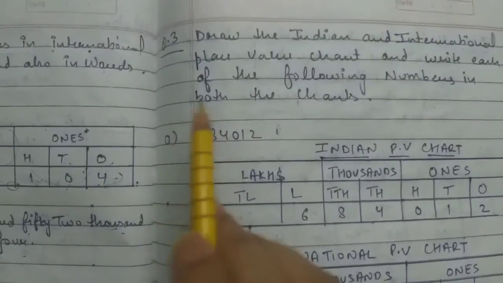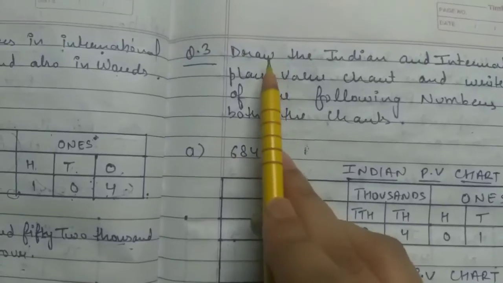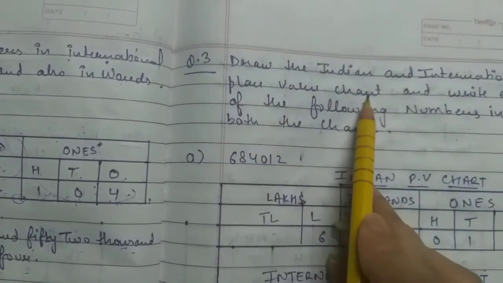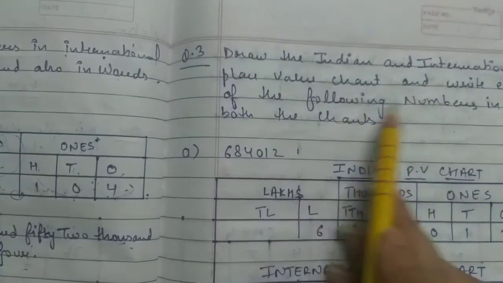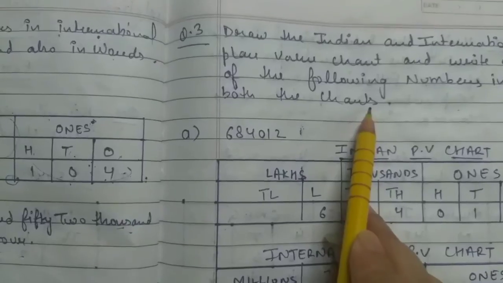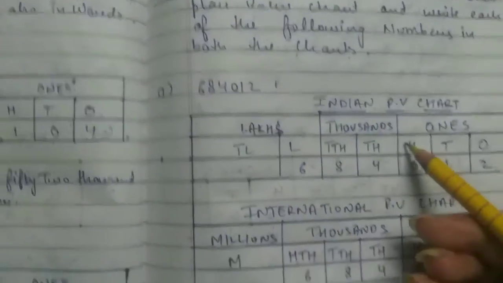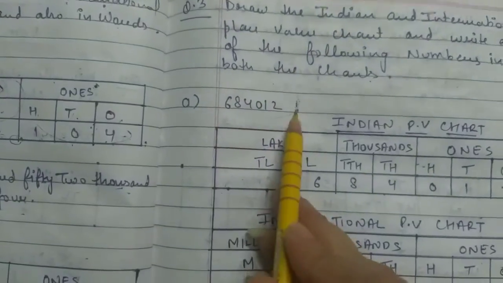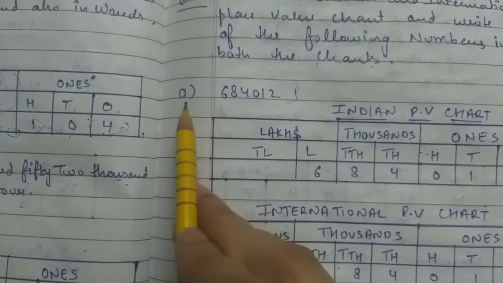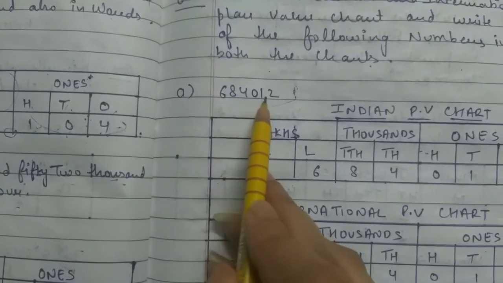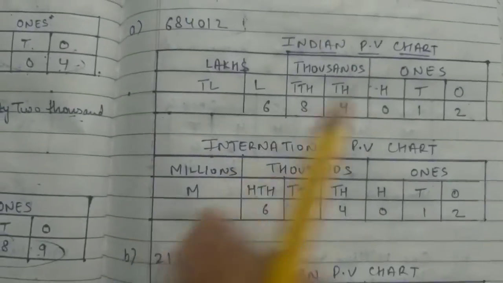The next question is question number 3. Question number 3 states that draw the Indian and international place value chart and write each of the following numbers in both the charts. Now what we have to do? We have to make two charts, that is Indian and international chart for the given number. So let's start with the first part. The first part has the digits 684012. So let us make an Indian place value chart.